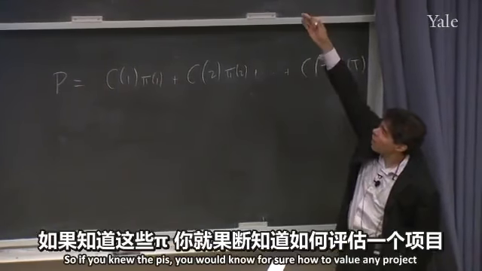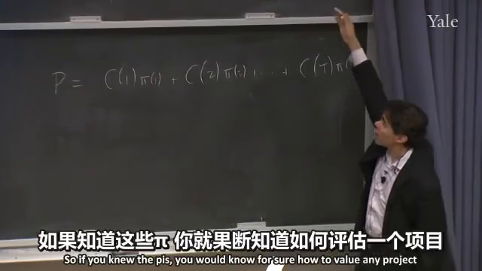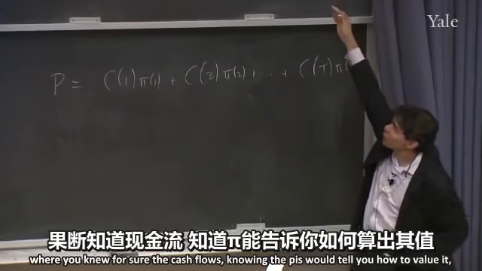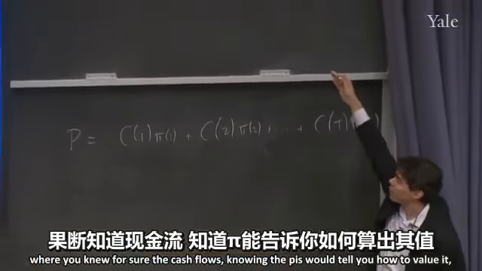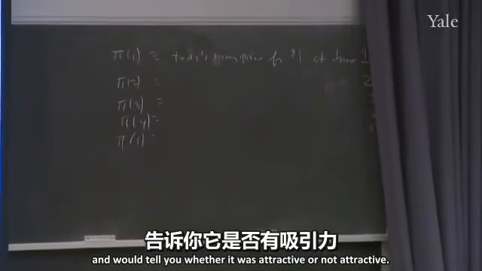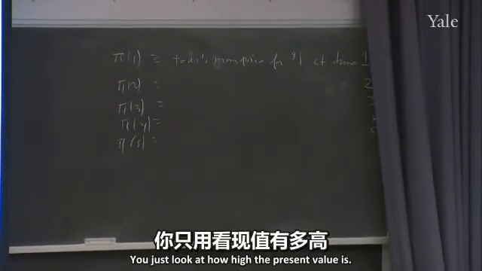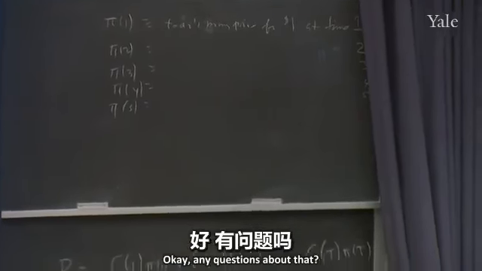So if you knew the pies, you would know for sure how to value any project where you knew for sure the cash flows. Knowing the pies would tell you how to value it and whether it was attractive or not attractive. You just look at how high the present value is. Okay, any questions about that?